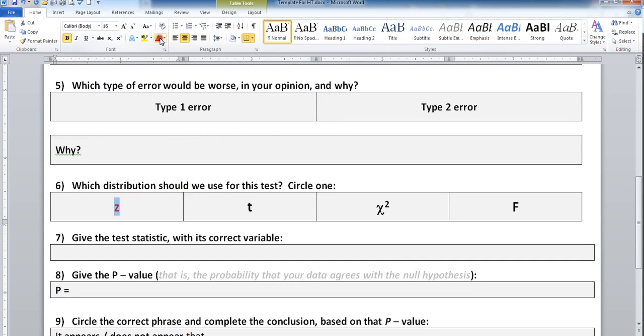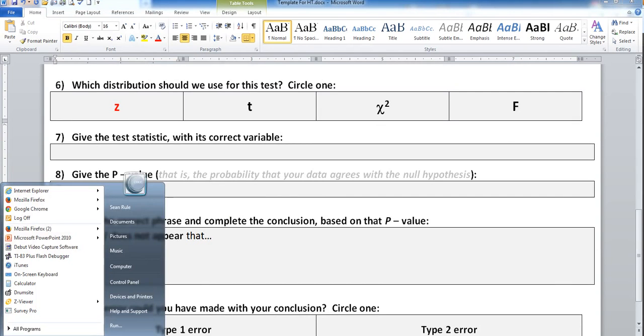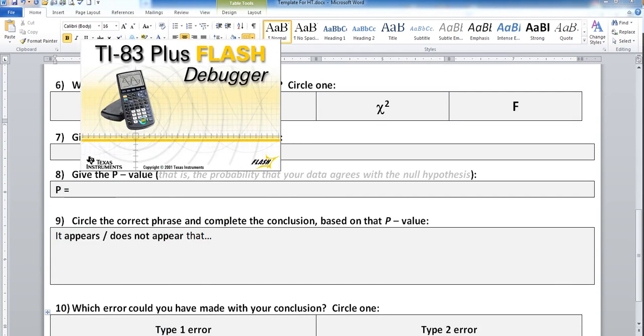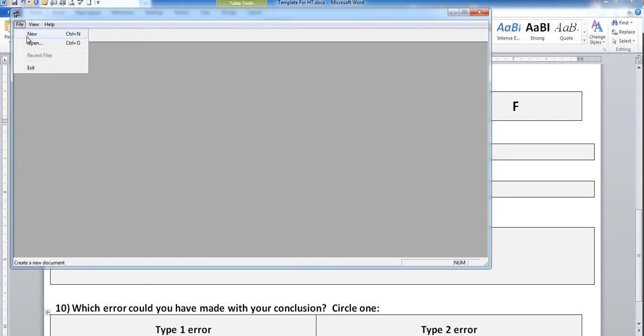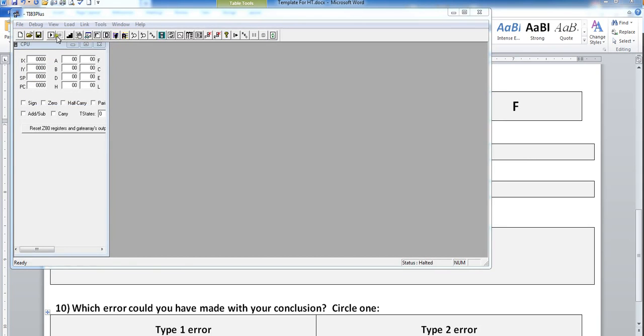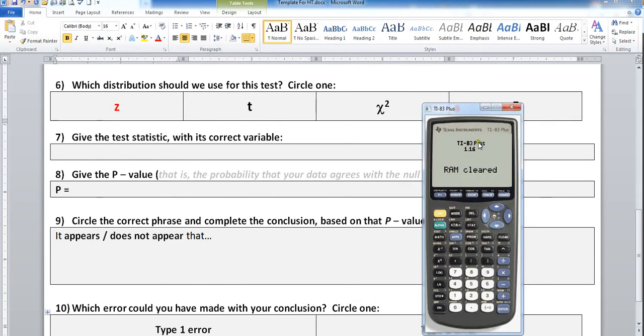We're going to use a z-distribution because this is definitely a proportion study. The test statistic and its correct variable. Oops, I should have had this ready for us already. Hang on one second, friends. Let me fire up a TI. Sorry about this. Let's make a new TI-83 Plus. There we go. All right, so here she is. The data, we go to stat tests. We're going to go to 1-PropZTest. We're testing against 0.59. We have 109 passing tests out of 198.